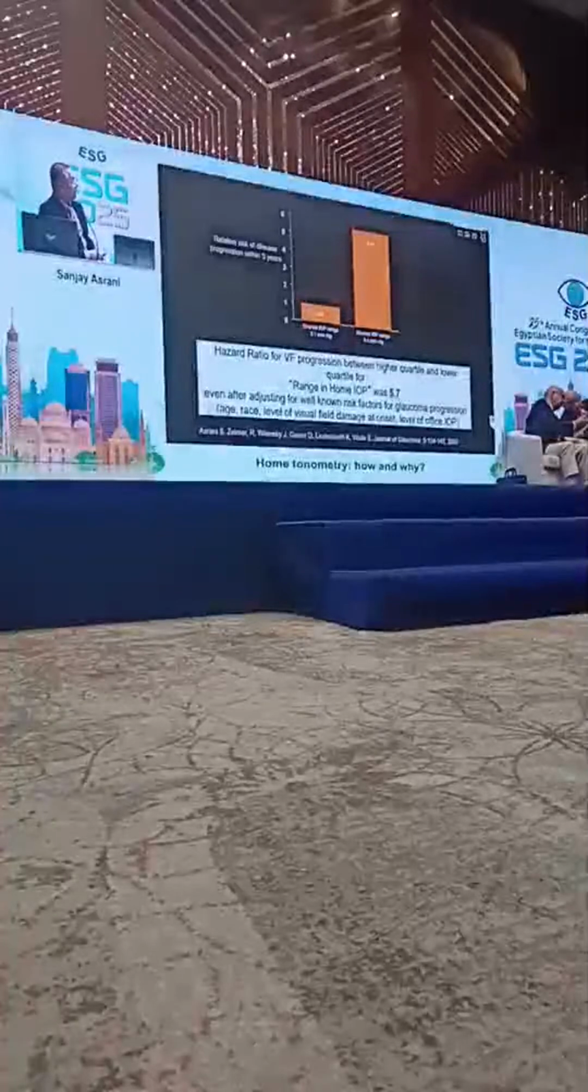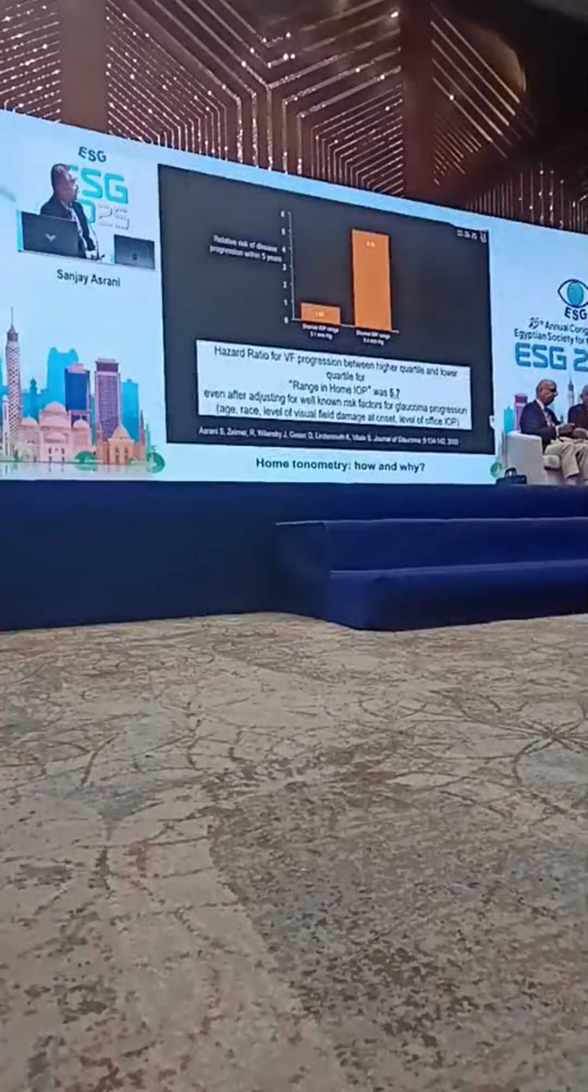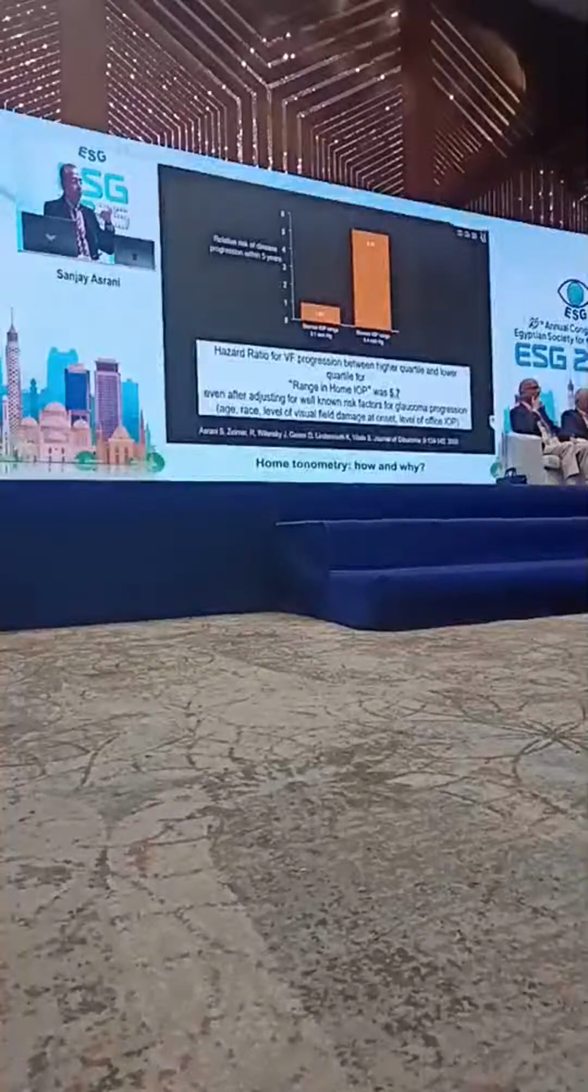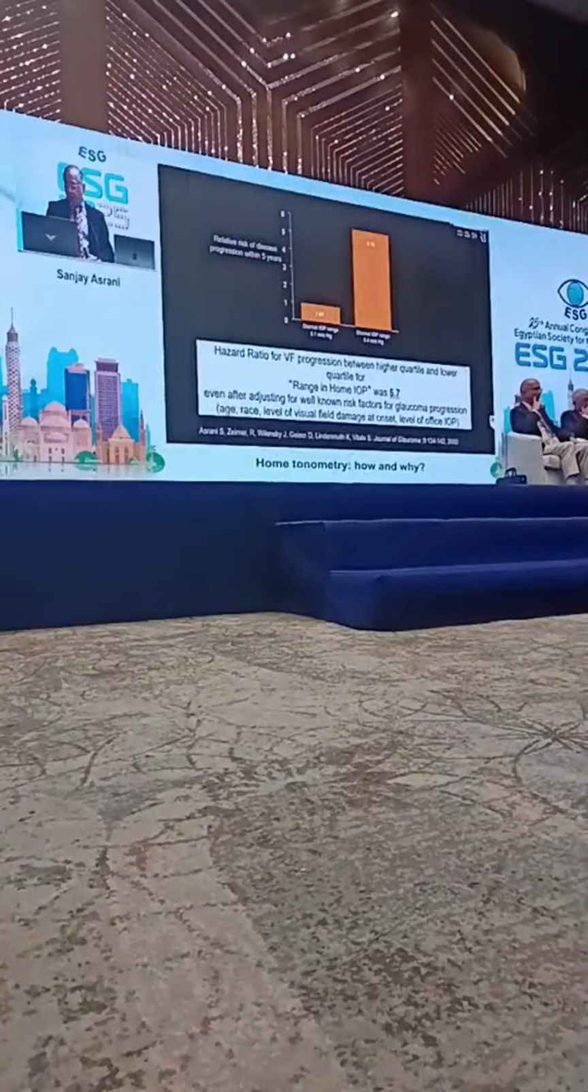So in other words, our study published in the year 2000 showed that the relative risk of disease progression in 5 years, if an eye had a pressure range of 5.5 millimeters of mercury, was 6 times more likely to progress compared to an eye that had a range of only 3 millimeters of mercury. This is after you bring the pressure down into the normal range. So once the pressure comes down below 20, 21 range, the importance of fluctuations is tremendous.